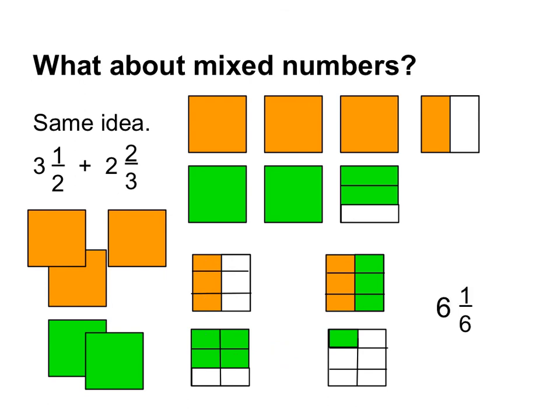I end up with 1, 2, 3, 4, 5, 6 wholes that are completely shaded in. And then this last box, 1 box shaded, 6 in the whole to give me a sixth. So 3.5 plus 2 2/3 is 6 1/6.